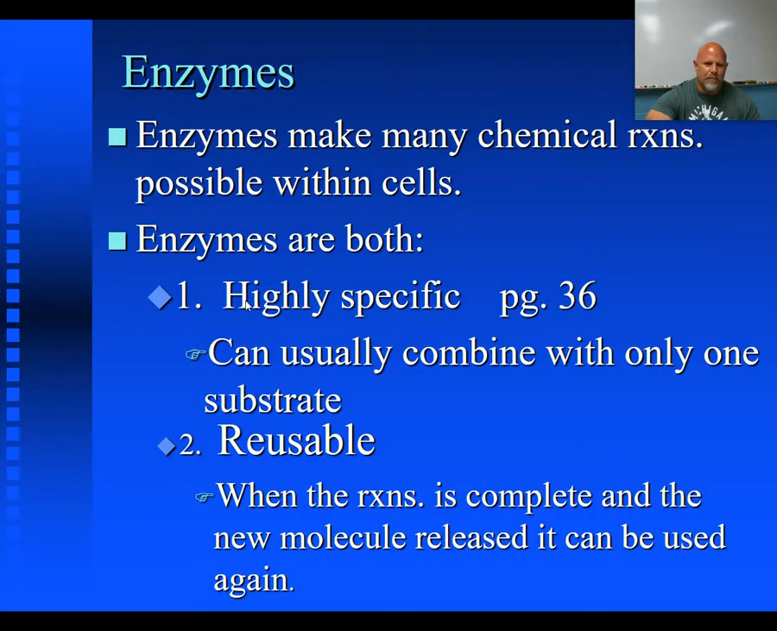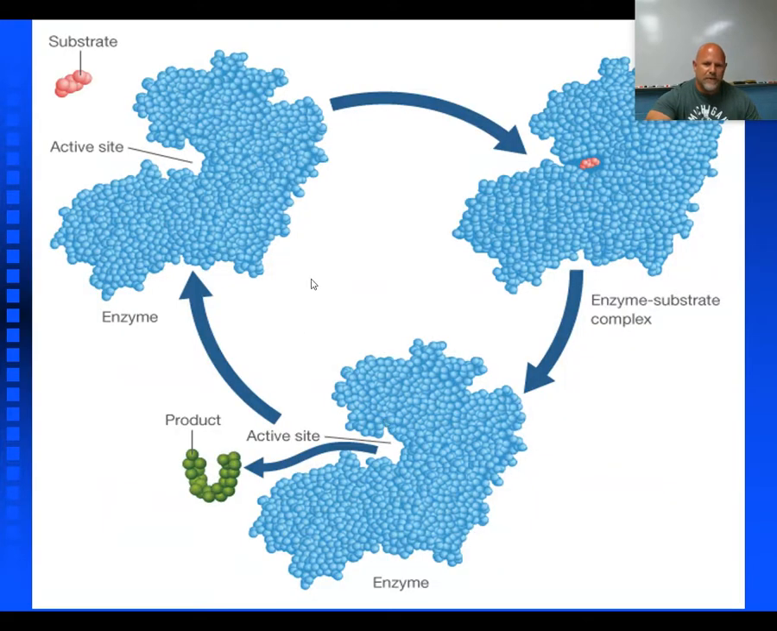Enzymes are going to be pretty important. There's a couple key characteristics for enzymes. They're going to be highly specific for only certain substrates, and they're going to be reusable. And they function best under very specific conditions. So basically you have an active site on an enzyme. The substrate's going to come in and bind. The enzyme will then change its shape slightly and cause a reaction to take place, and you'll get a product.